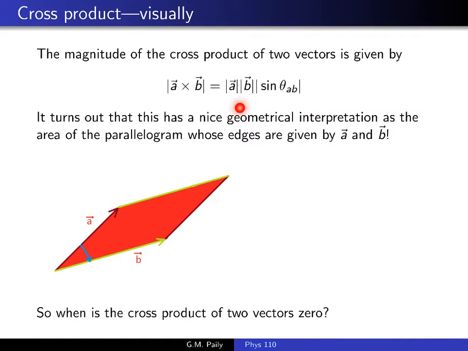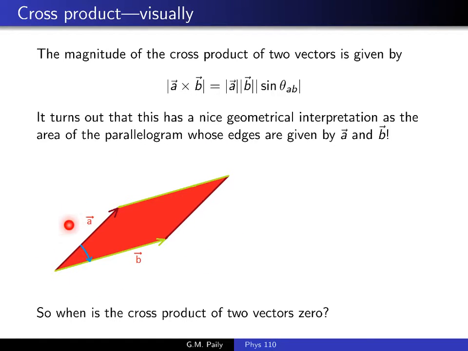This expression has a very nice geometrical meaning. If we are given two vectors A and B, we can use them to complete a parallelogram. The area of that parallelogram, this red shaded area, is given by this expression. In other words, given two vectors A and B, you can think of the area of the parallelogram that they form as being the magnitude of the cross product.